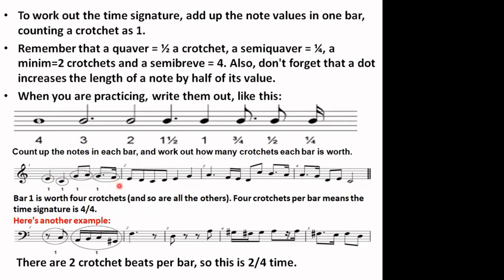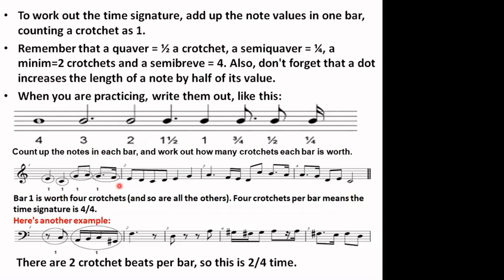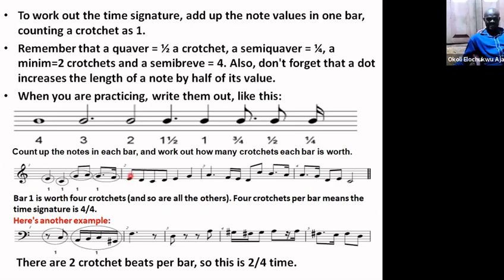It has 4 crochets in a bar. 4 beats in a bar. 4 crochet beats in a bar. Thank you, you are following. 4 crochet beats in a bar. So let's count this one too. The second one. See, this is 1, 2, 3, 4 quavers.